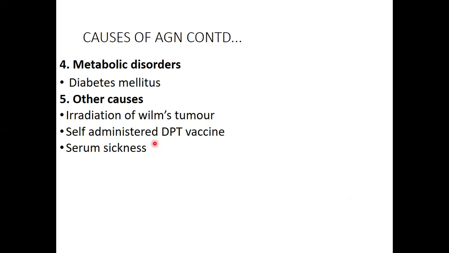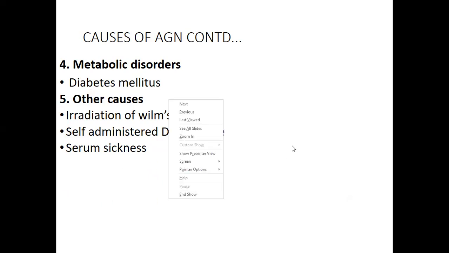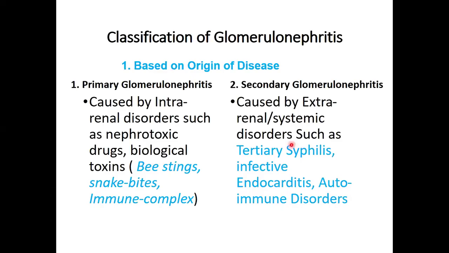Then other causes could be irradiation during management of tumors, then wrongly administered vaccines, for example, diphtheria, pertussis and tetanus, that induces formation of antigen-antibody immune complexes. So that's why we need experts to deliver such kind of vaccines in the right route and the right site. And then serum sickness, these are various infections that affect blood. So there are quite so many causes you need to just pick.